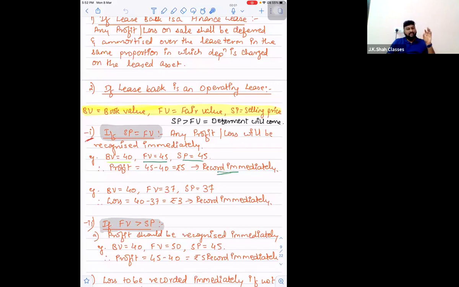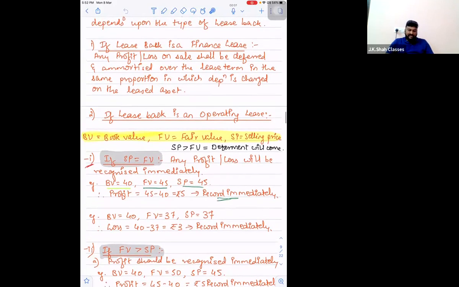I have to defer this over the lease term, but in proportion of depreciation. So if I am charging 15% WDV depreciation on the leased asset, then the profit will also be amortized or deferred at 15% WDV only. It is exactly the same as what you have done in AS12 deferred grant with respect to a depreciable asset. So any profit or loss on sale shall be deferred and amortized over the lease term in the same proportion in which depreciation is charged on the leased asset.